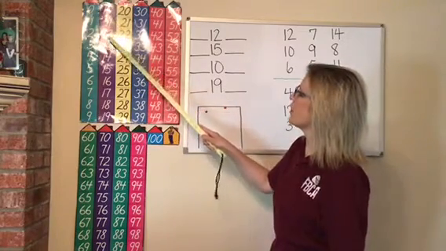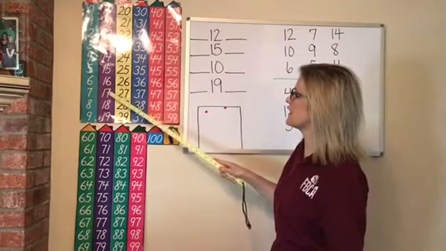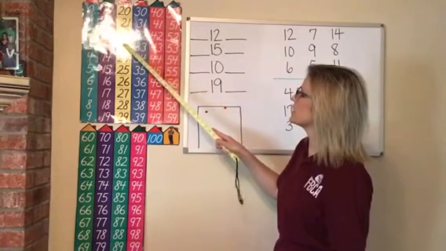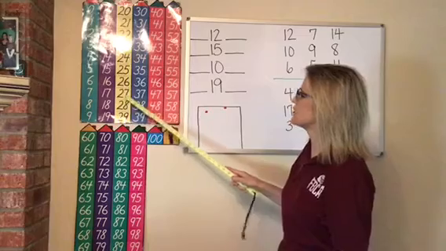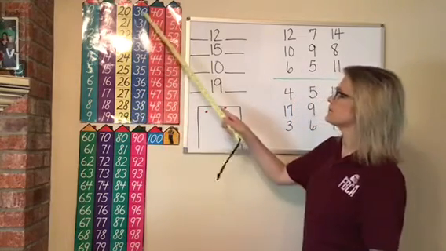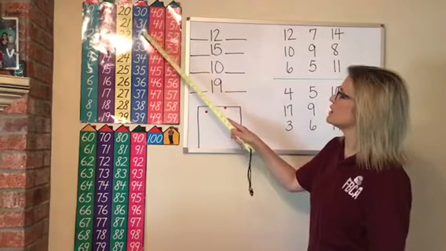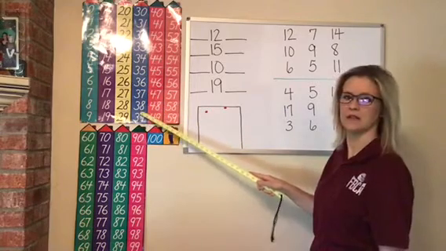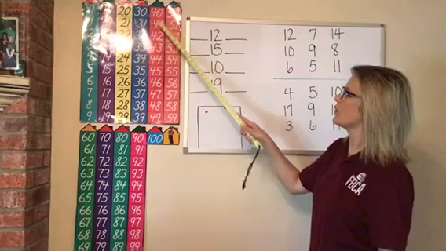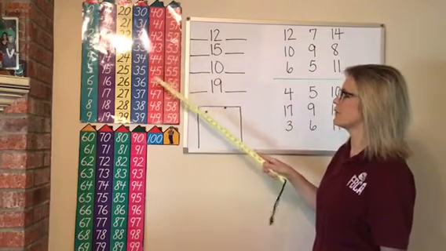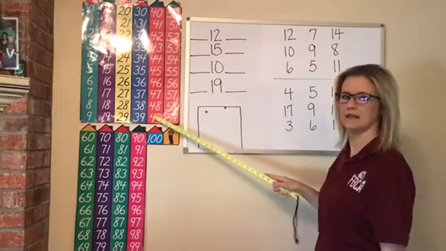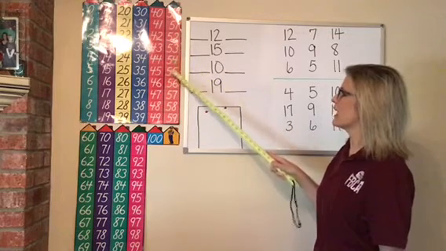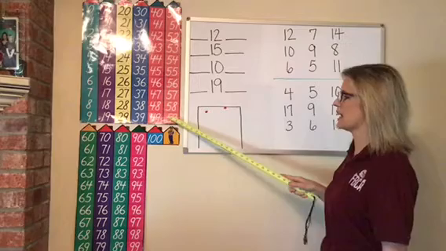10, 11, 12, 13, 14, 15, 16, 17, 18, 19. 20, 21, 22, 23, 24, 25, 26, 27, 28, 29. 30, 31, 32, 33, 34, 35, 36, 37, 38, 39. 40, 41, 42, 43, 44, 45, 46, 47, 48, 49. 50, 51, 52, 53, 54, 55, 56, 57, 58, 59.